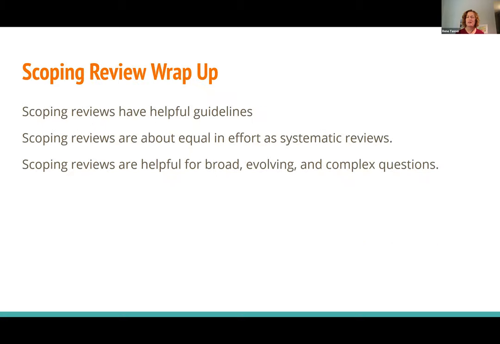So in summary and wrap up, scoping reviews have helpful guidelines already in place so that you can feel confident in using them and that you can go through a process with them. Note to you as well, they're not less work than a systematic review. That was an impression that I had in the beginning, but they are a lot of work. They are just a different purpose than a systematic review. Scoping reviews are really great for broad, evolving, and complex questions. And with that, I'd like to take questions from you.